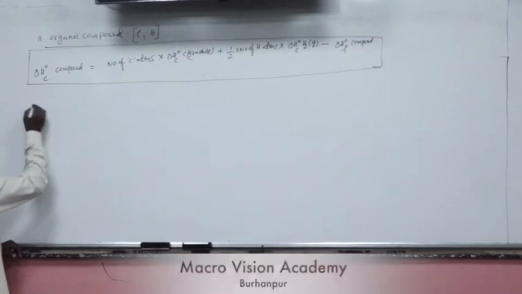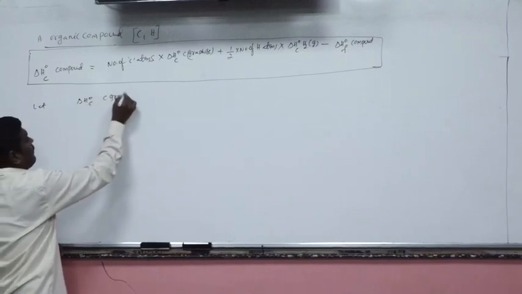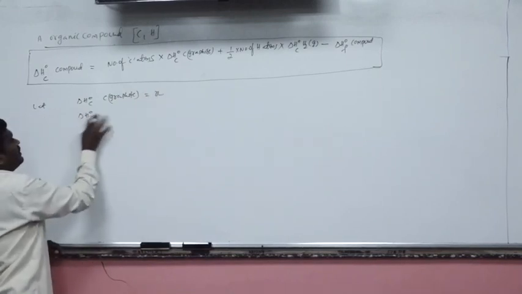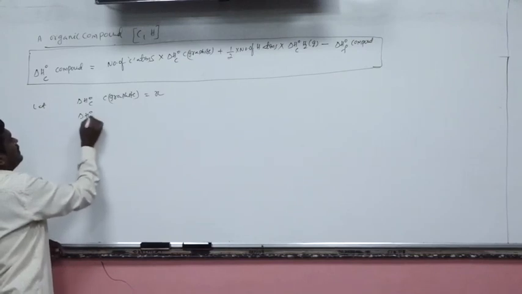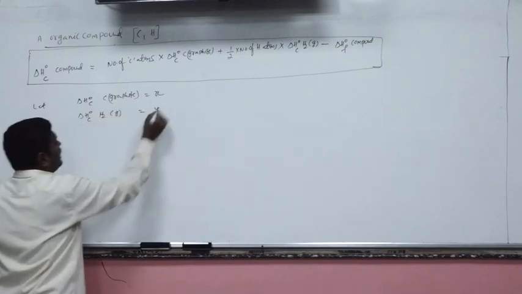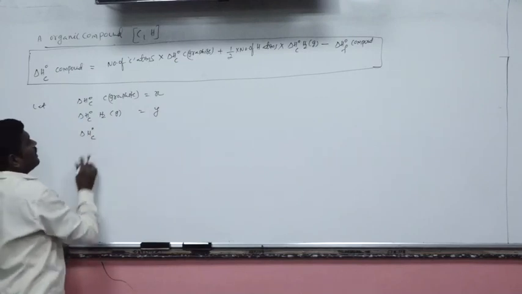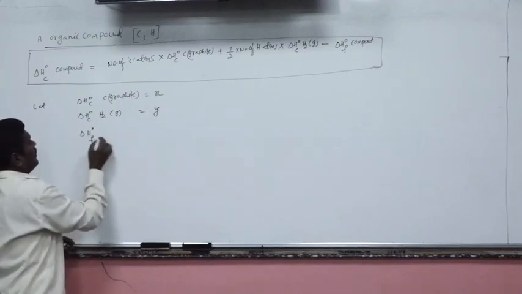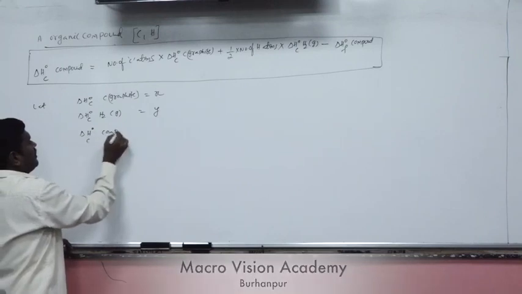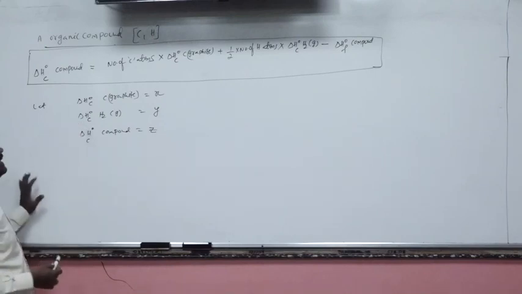Suppose the enthalpy of combustion of carbon is X, the enthalpy of combustion of hydrogen gas is Y, and the enthalpy of combustion of the compound is Z. So all the combustion data is given to you.